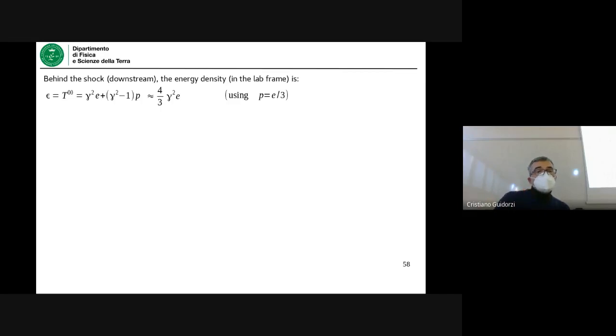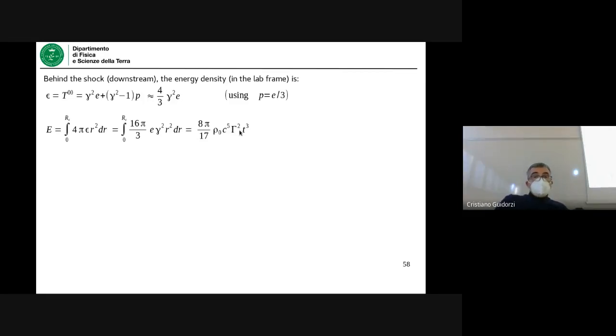If you replace this, you immediately calculate that, given that it's a strong shock, you can neglect the 1, and this is just 4 over 3 gamma squared E, where E is the energy density of the unperturbed fluid, the homogeneous fluid prior to being shocked. You integrate over the entire sphere, replacing this epsilon with this expression, and it is possible to show that you end up with this result.